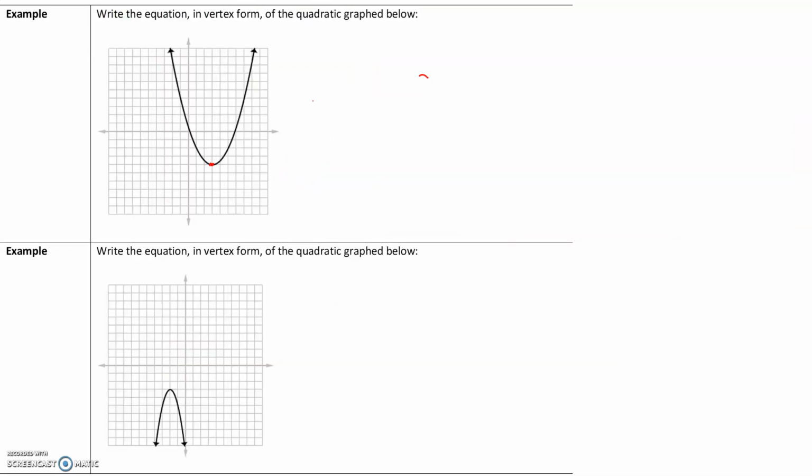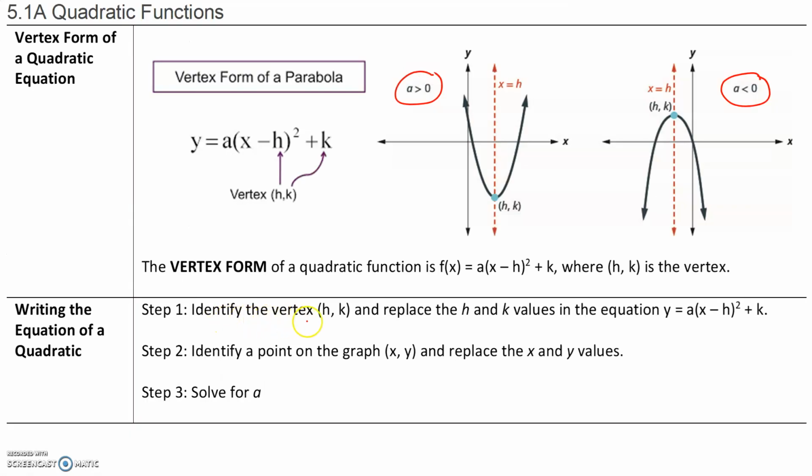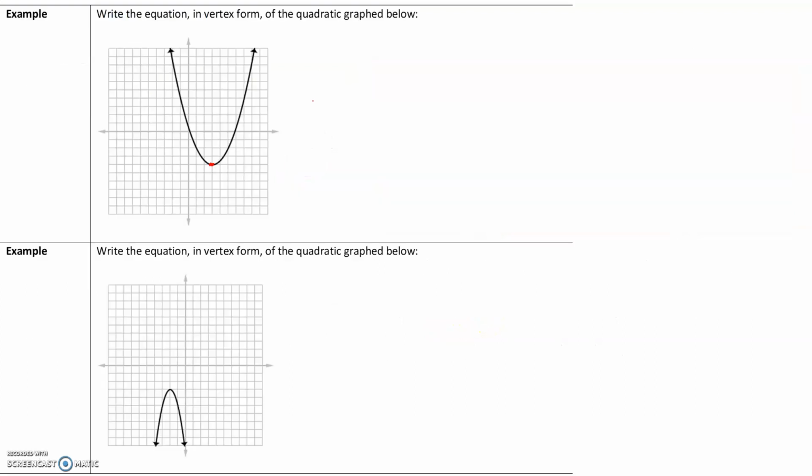So example 1: write the equation in vertex form of the quadratic graph below. Let's take a look at our steps. Step 1, we identify the vertex h, k and replace the h and k values in the equation y equals a times x minus h squared plus k. So let's go ahead and do that. Our vertex is this point right there, and that point is 3 comma negative 4. So our vertex has coordinates 3 comma negative 4.